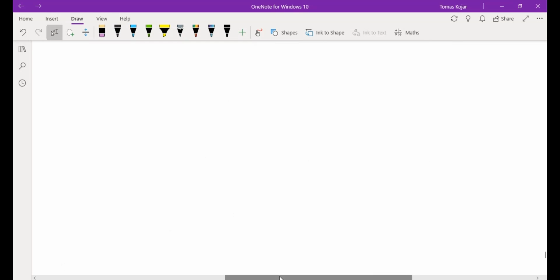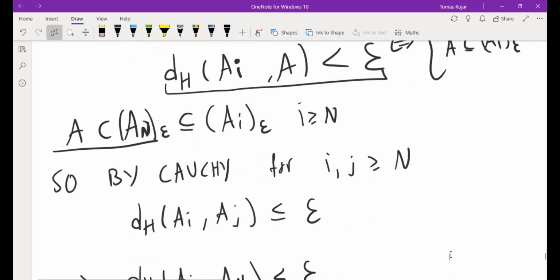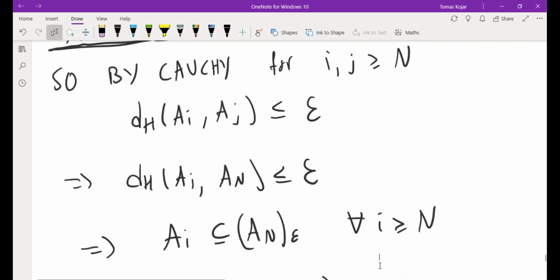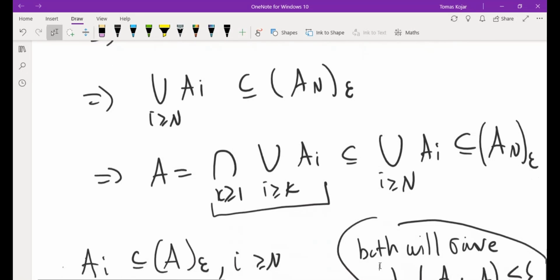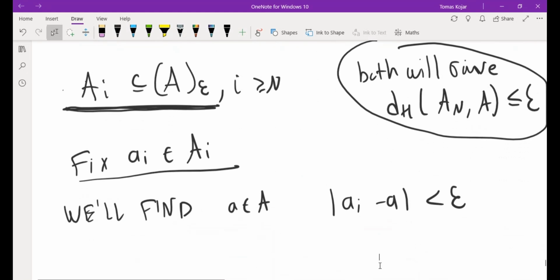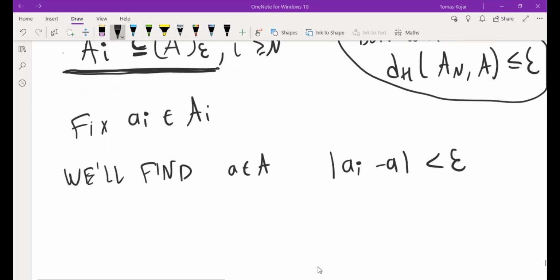So we prove the first inclusion, that A is inside A_i of epsilon. And now we prove the reverse inclusion, that A_i is within A of epsilon. If you prove both, you get Hausdorff distance. So how are we going to do this? We're going to take an arbitrary point from A_i, and we're going to find the closest point in A.